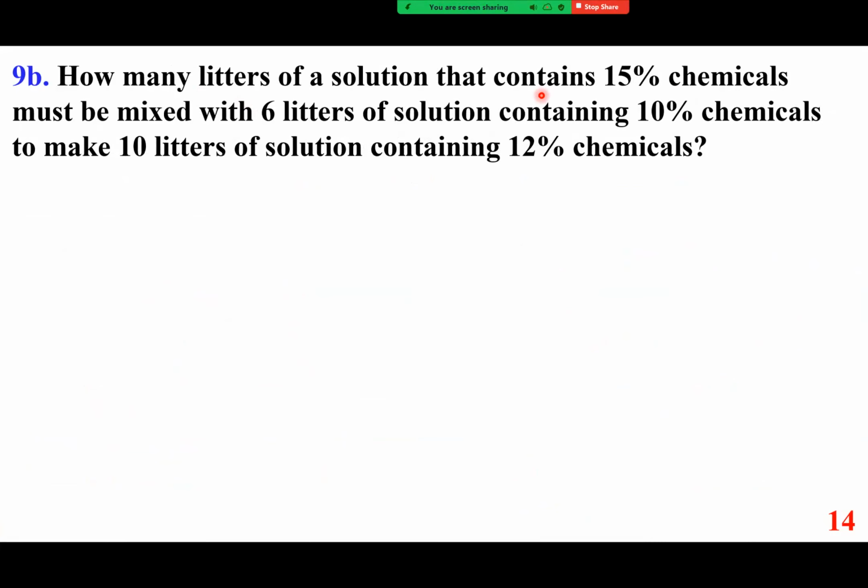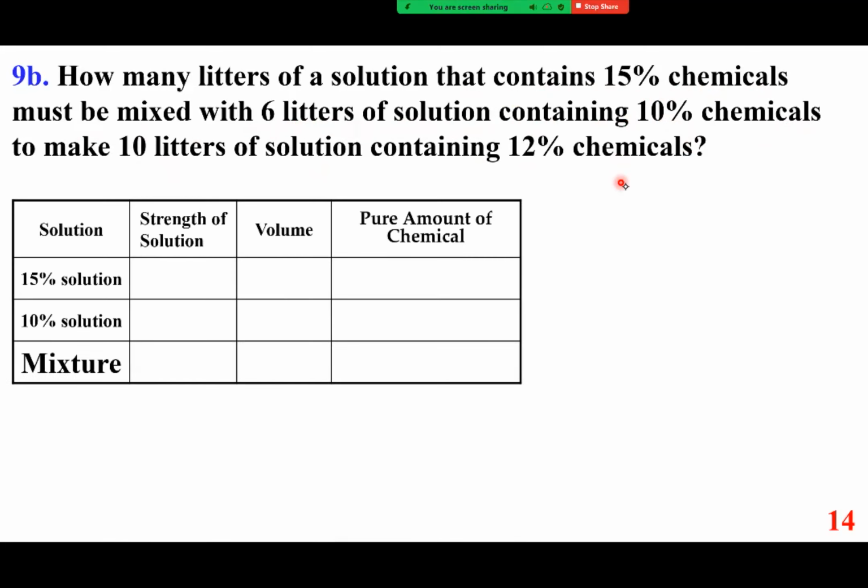How many liters of a solution that contains 15% chemicals must be mixed with 6 liters of solution containing 10% chemicals to make 10 liters of solution containing 12% chemicals? So let's make up the table again. And again, 15%, 10%, and the mixture. You can leave it, and even put the mixture as 12%. You can keep it as a percent, or change them to 0.15, and this one is of course 0.1. This one is 0.12.